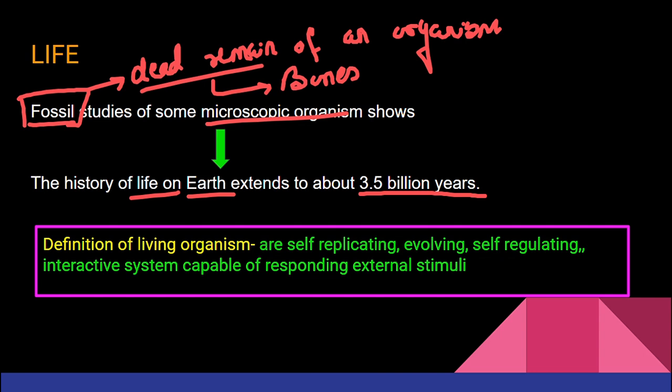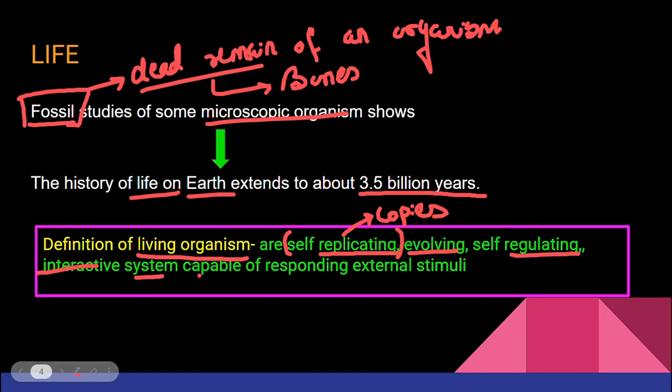By this, I want to know the definition of a living organism. When can I say an organism is living? I can say an organism is living if the organism is able to self-replicate. What is the meaning of replication? It means making copies. Evolving means how the evolution happened for the organism, if the organism is able to do evolution. Self-regulating, interactive system capable of responding to external stimuli. That means the organism is going to react whenever any stimulus is there.